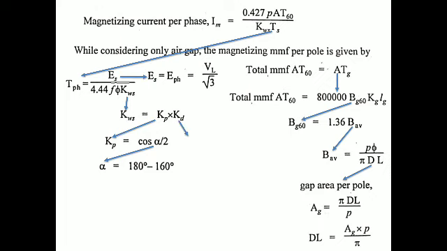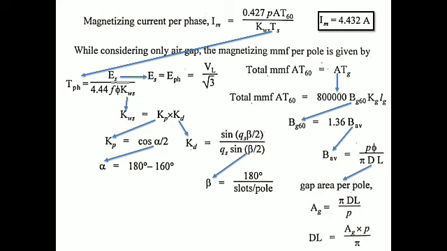Then K_d is the same thing: sin m beta by 2 divided by m sin beta by 2. Here it is Q, so sin Q beta by 2 divided by Q sin beta by 2. Q is already there in the given data. You need to calculate the beta value. For beta, the formula is 180 degrees divided by slots per pole. You need to calculate the slots per pole using the m value. So that's all for this. By substituting everything, you can easily find the value. It is nothing but I_m equals 4.44 f 3 2 A. Solve this, then send it to me.